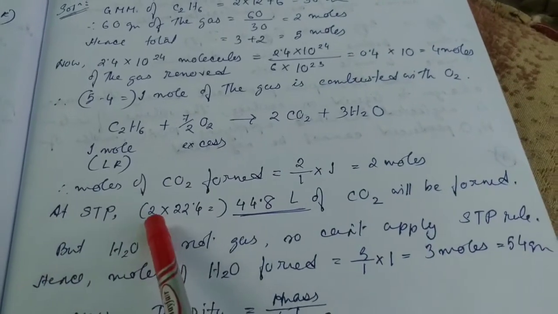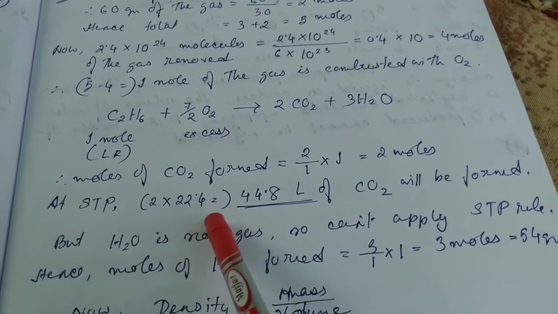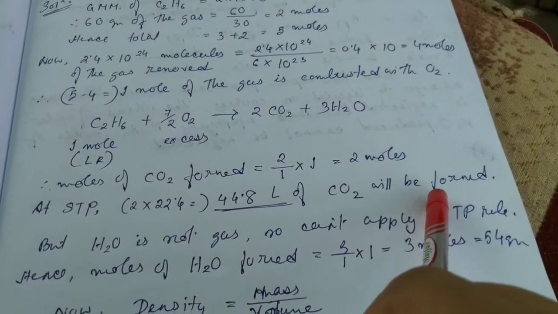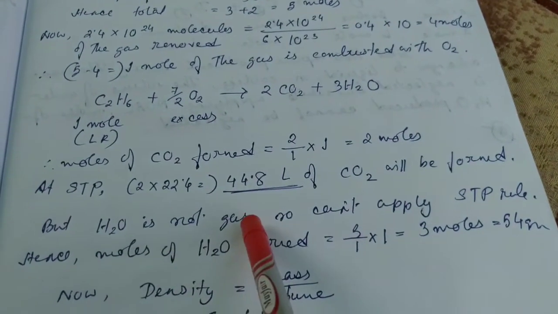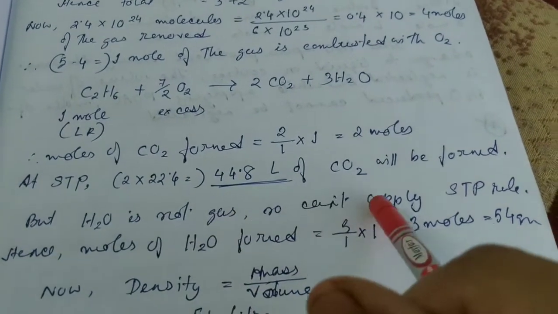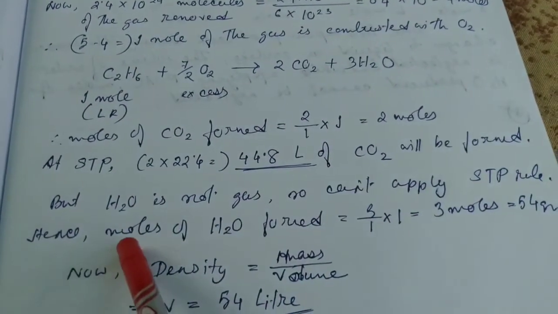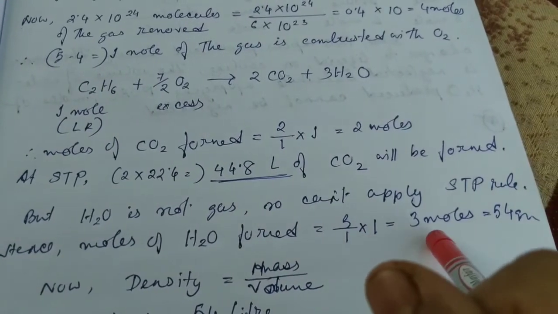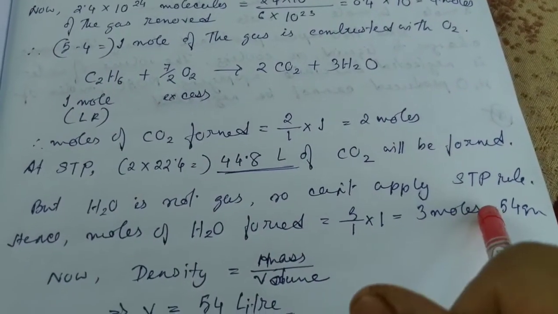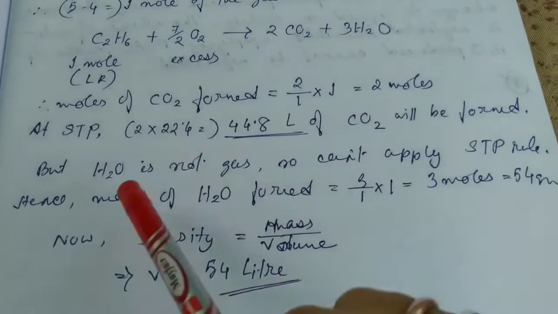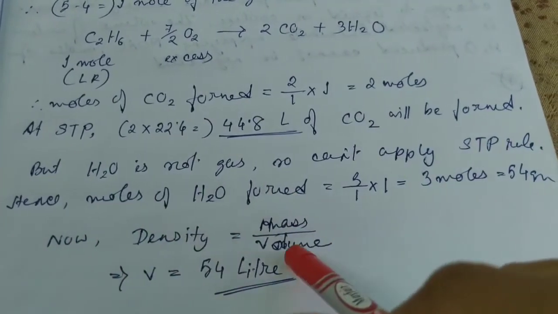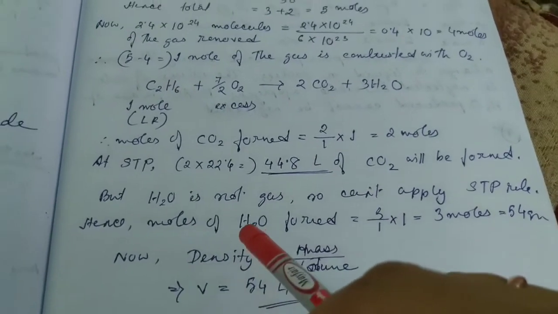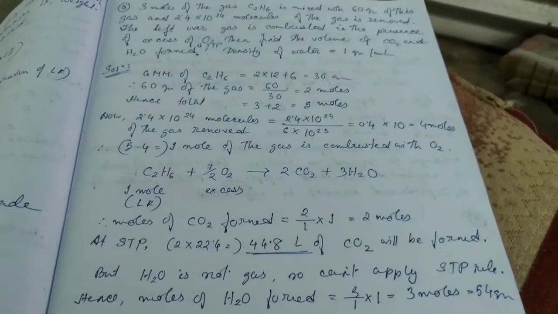Now at STP, 1 mole is 22.4 liter, that means 44.8 liter of CO2 will be formed, but water is not a gas, so we cannot apply the STP rule. Hence moles of water formed will be 3 by 1 into 1, that is 3 moles. That means how much? 54 gram. Now density is mass per volume, so volume will be 54 ml. So in this way we can solve this type of problem too.